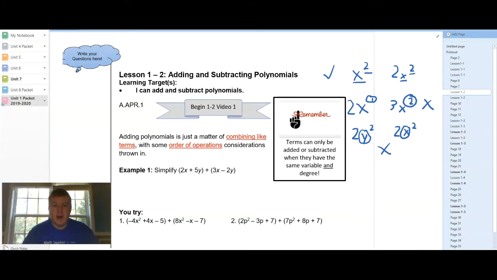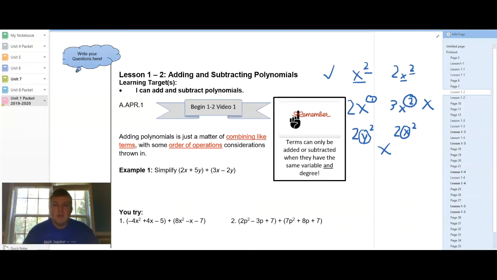We're asked to simplify the quantity 2x plus 5y plus the quantity 3x minus 2y. So the first thing I want to do is look for like terms. I'm looking for things that have the same variable with the same exponent. In this case, I see a couple different sets of like terms.